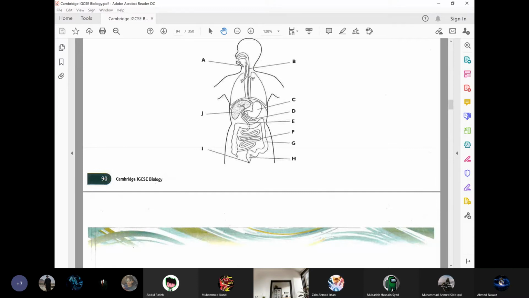Now, in the duodenum, only digestion takes place. I told you, right? In the duodenum, only digestion takes place. In jejunum, digestion and absorption also take place. And ileum only performs absorption. So in F, water will be absorbed, and in G also water will be absorbed.